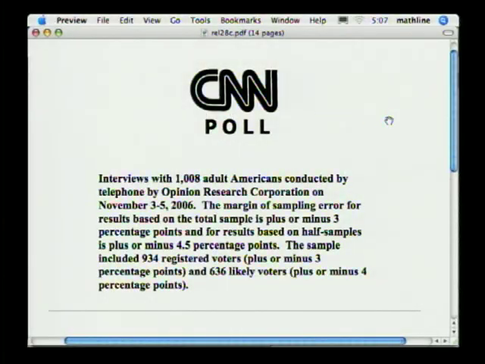So for instance, I have on my computer here a copy of an official CNN poll. And if you read the language, it says that they interviewed 934 registered voters, but it also says that there's a plus or minus 3 percentage point margin of error. So I see this all the time. And what is a margin of error?